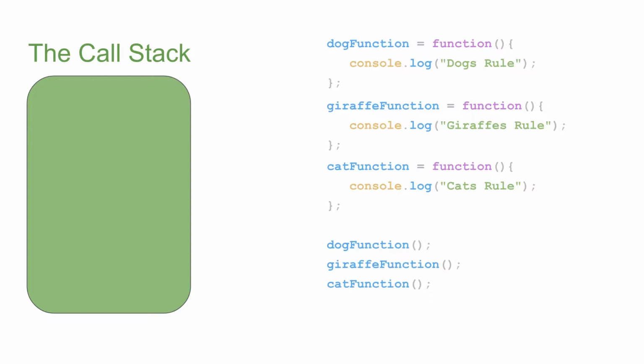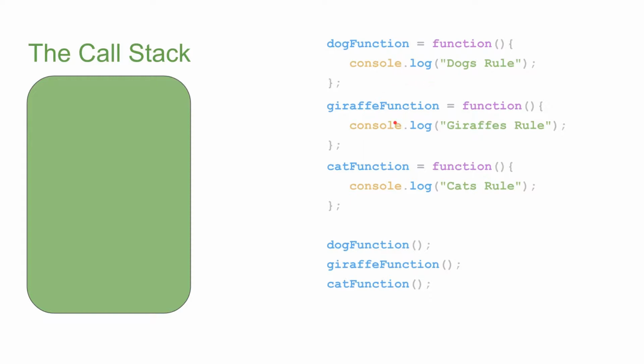Now, the call stack is a way of arranging data, especially when we're running our program. So for instance, we have three basic functions here: the dog function, the giraffe function, and the cat function. When I say this out loud, it makes it seem so simple, and their names are kind of goofy, but we're going to roll with it. So we have three basic functions, really simple, right? We're just console.logging each one.